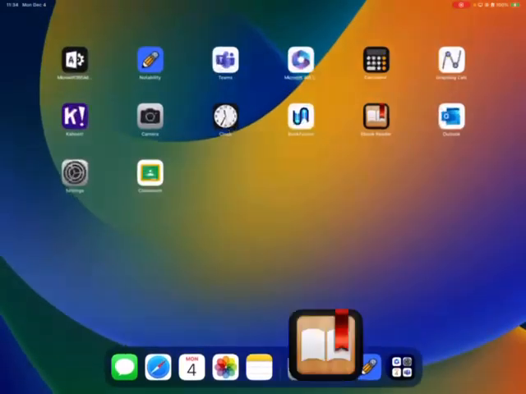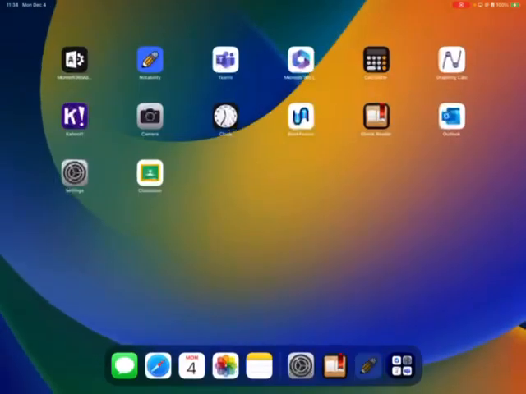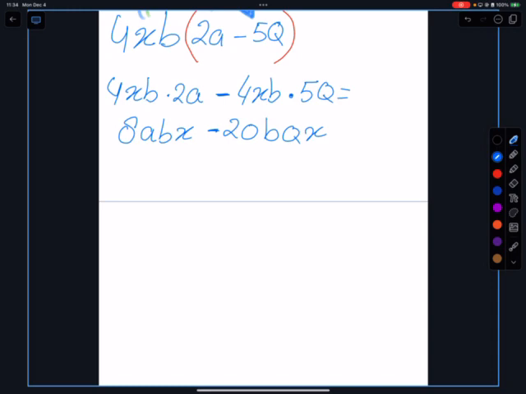So, let me see how difficult it gets. A long expression. 12xb minus square m, m minus m square. All of what you're saying is easy. A long one, and see if you can make it.